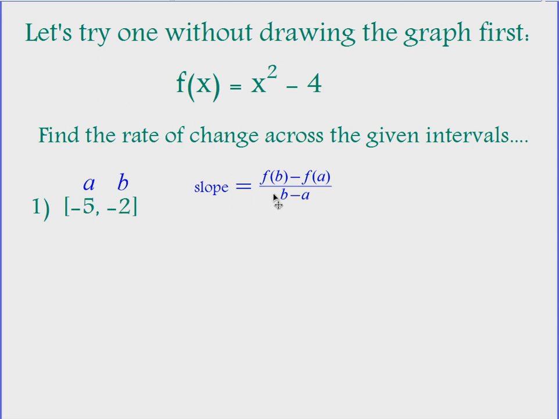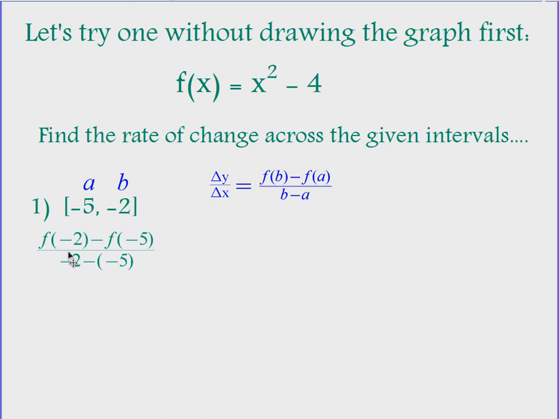Taking those values and plugging them into our rate of change formula, we're going to have f of b, in this case f of -2, my function at -2, minus f of -5, my function at -5, all over b minus a, or -2 subtracting -5. Just taking those a and b values and putting them in our formula.